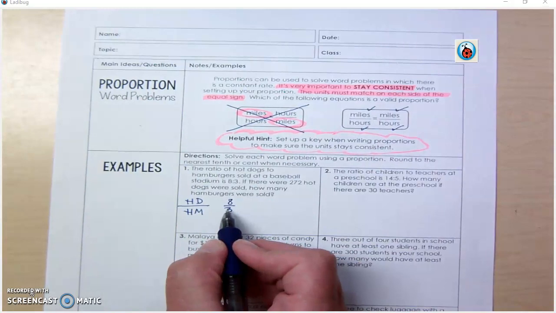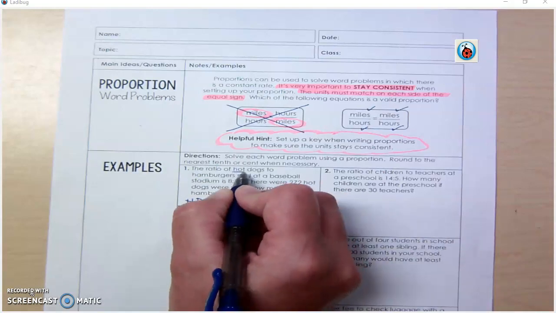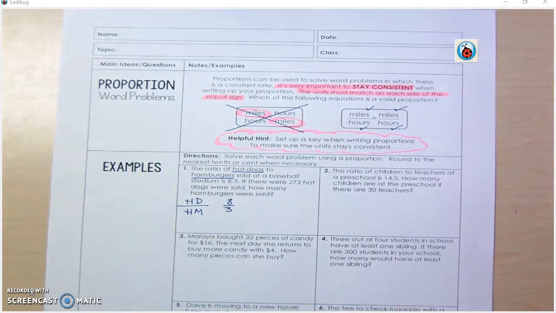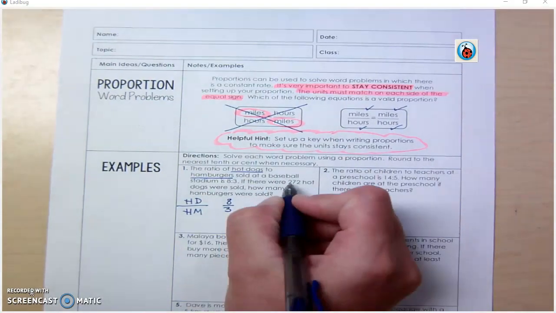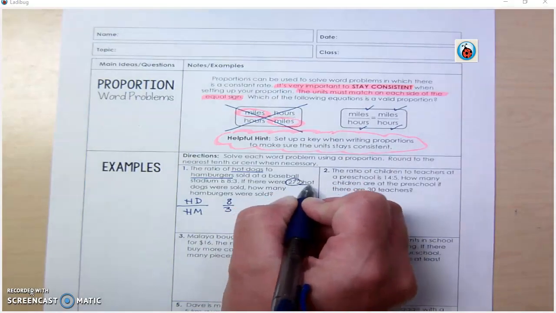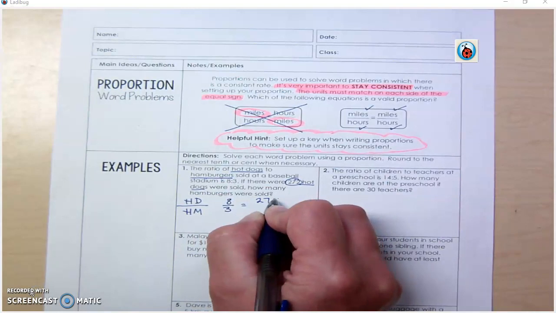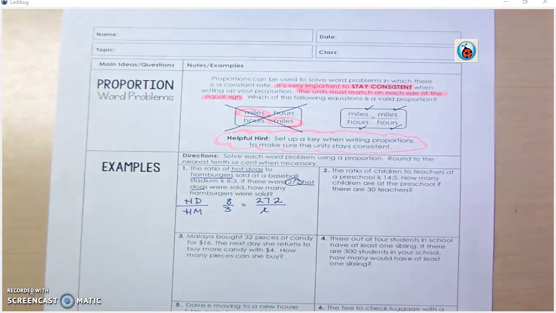So this is important. This is from our discussion on Thursday when we discussed that it is important to stay true to the information given to you. Your words and your numbers really have to match. So then we are told that there were 272 hot dogs. So 272 hot dogs. How many hamburgers? We don't know. That's our X.